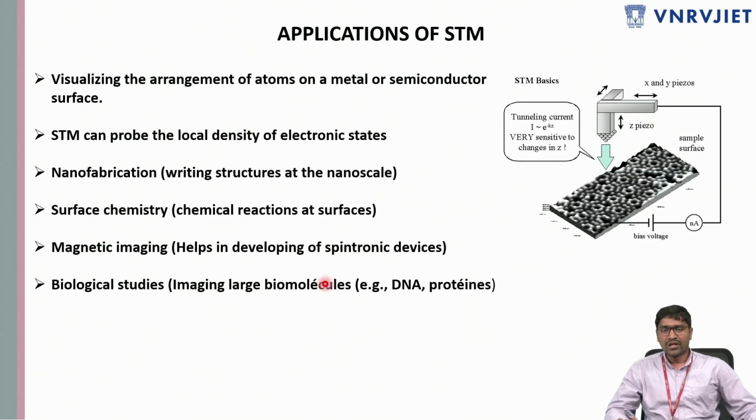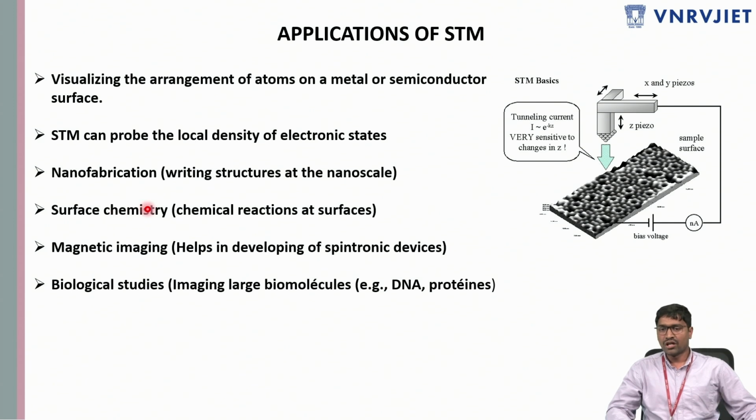Let us look at the applications of STM. As I said, atomic level information of nanomaterials can be captured by STM, even on metal surfaces and semiconducting material surfaces. STM can also be used to probe the local density of electronic states, and we can also do nanofabrication, like writing structural information on the nanoscale.